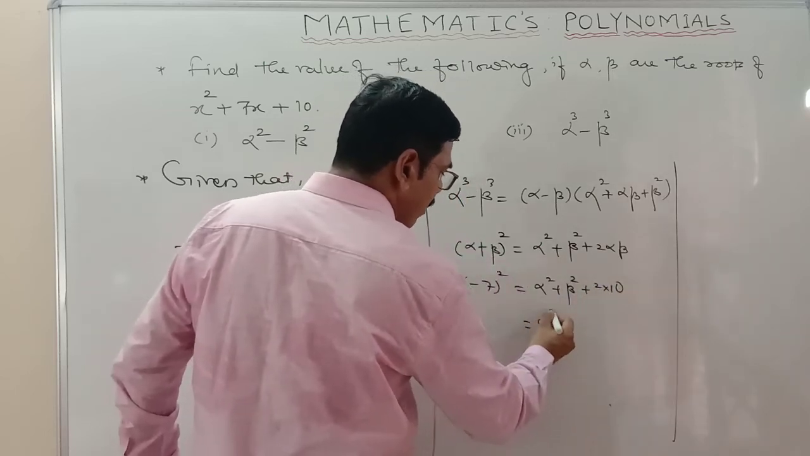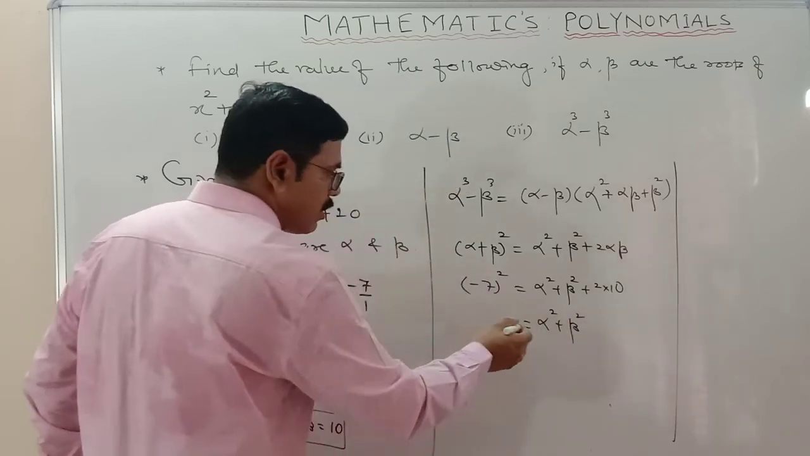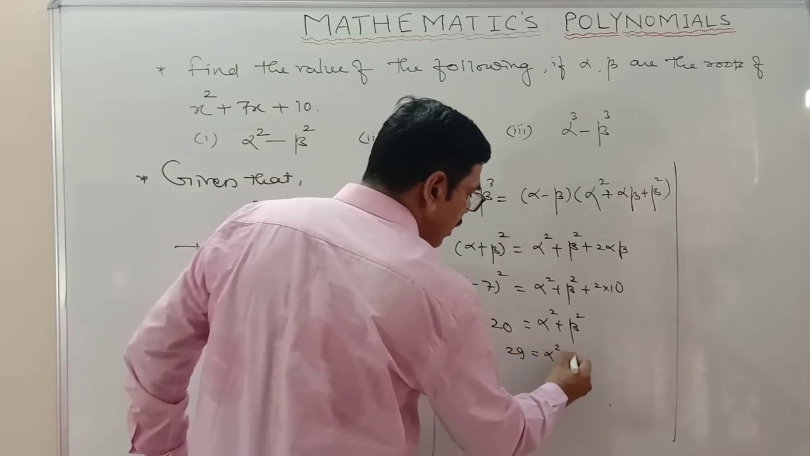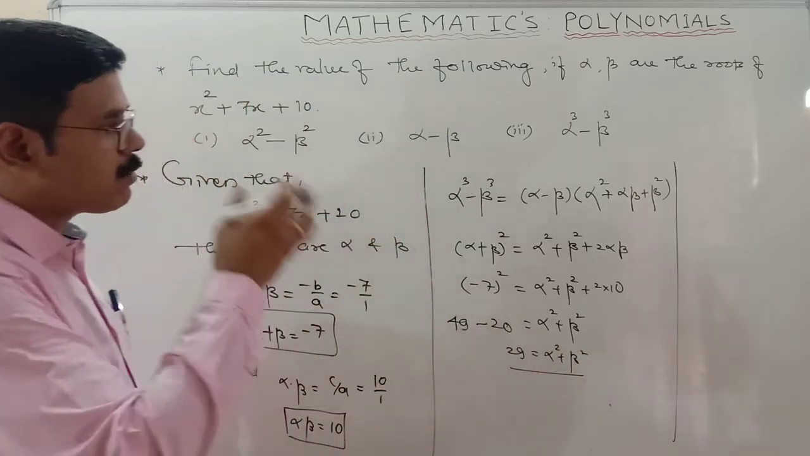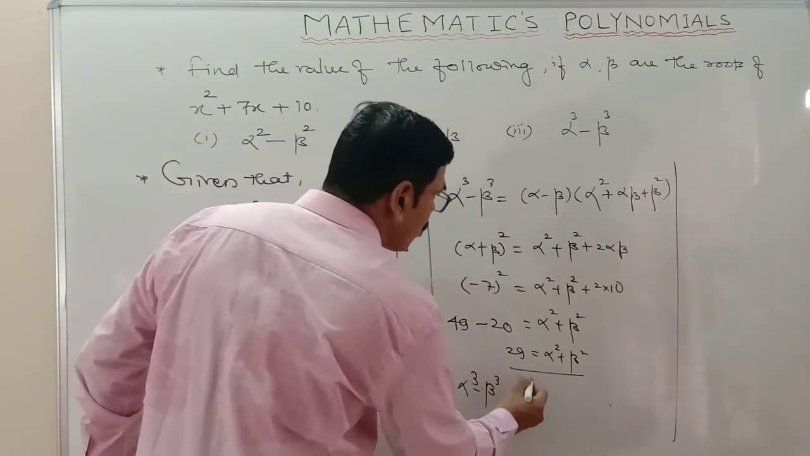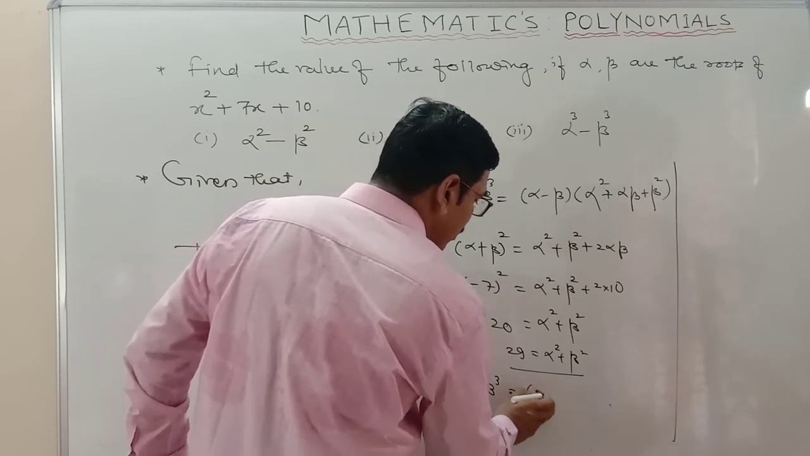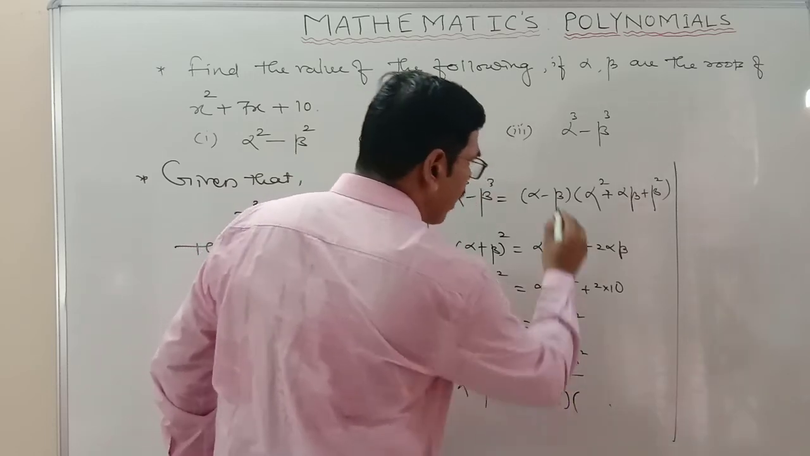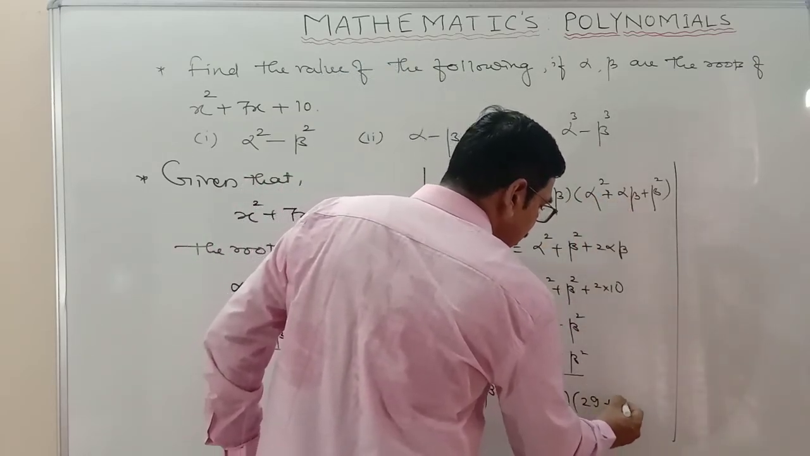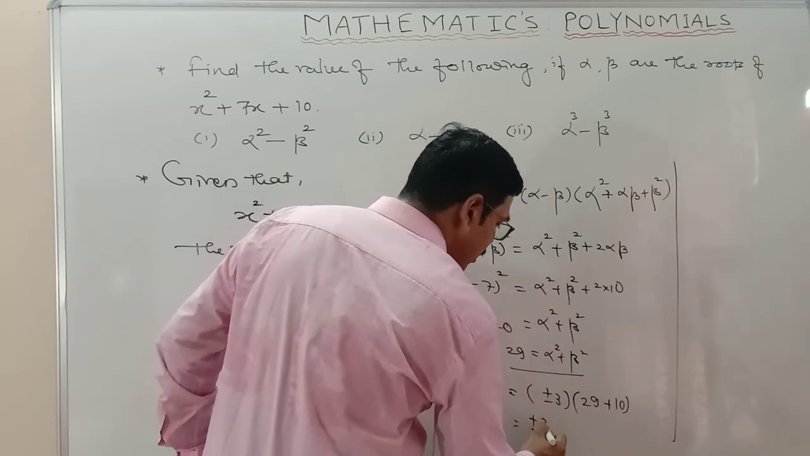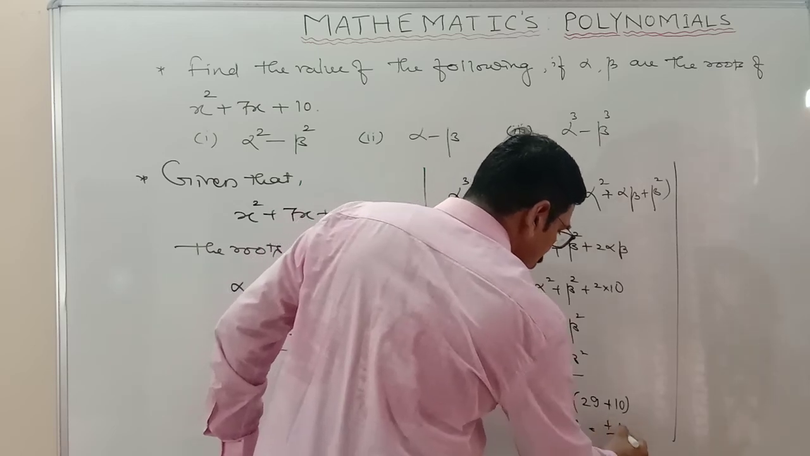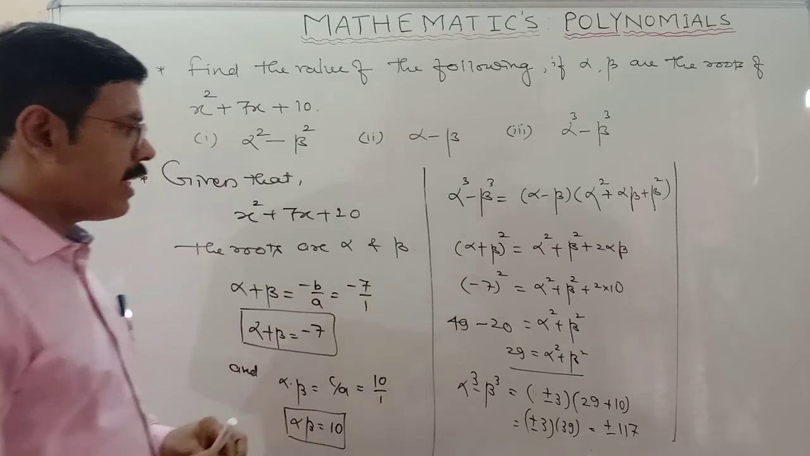20. Now that 20 will just shift here. So alpha square plus beta square कितना हो जाएगा? 49 minus 20 means 29. Do you have any doubt? We'll just put all the values here. See, alpha cube minus beta cube is equal to alpha minus beta, which is plus minus 3, into alpha square plus beta square 29 plus alpha beta, that is 10. So this is plus minus 3 into 39. So it is plus minus 107. Is there any doubt?